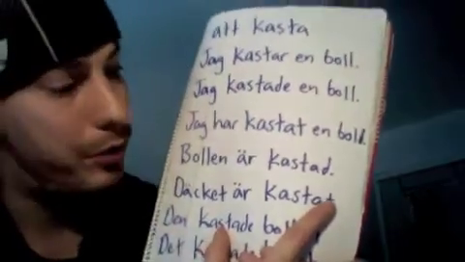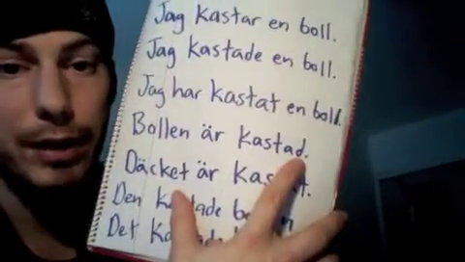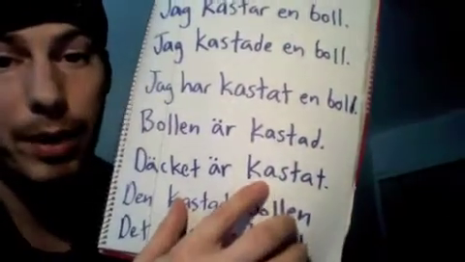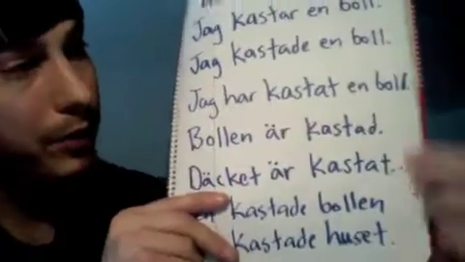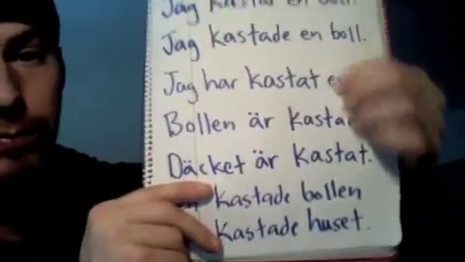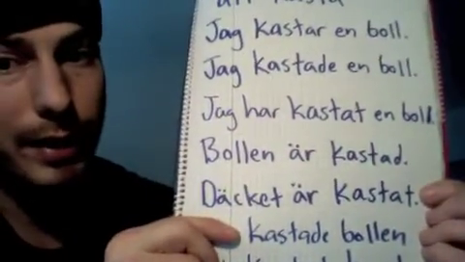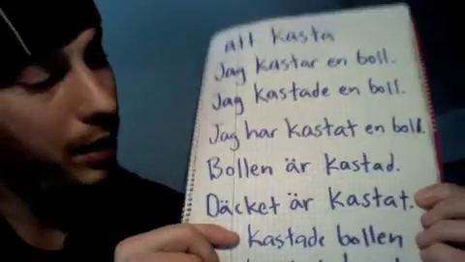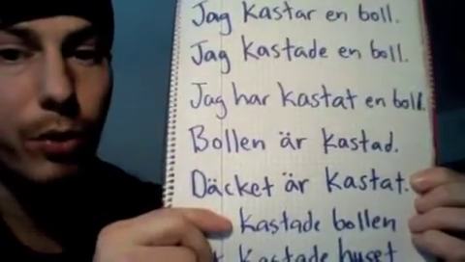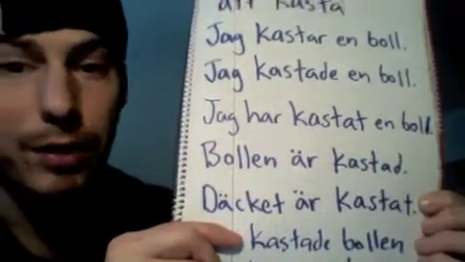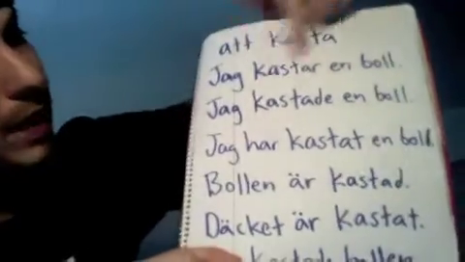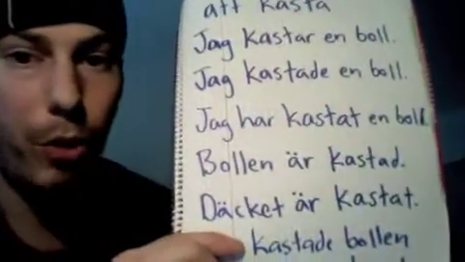The tire is thrown. Now, if the tire is thrown, it's not the same. You don't end it in D because it's an et word, right? And so you have to end it with a T still. So it's the same as this. Däcket är kastat. Okay? The tire is thrown. And you can use this with any AR verb.